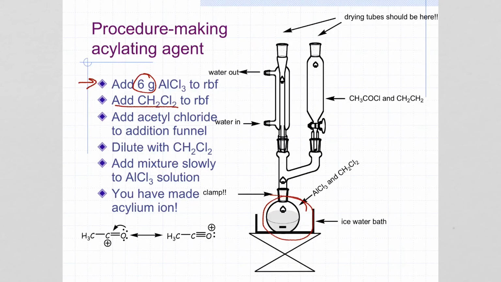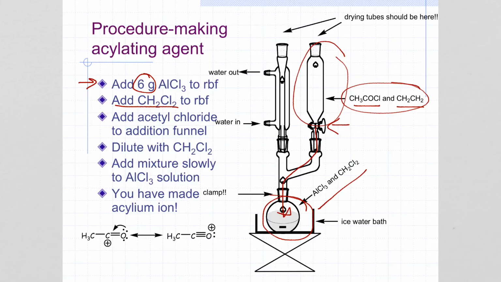So once you have those two reagents mixed in the round bottom flask, what we're going to do is add the acetyl chloride and then the dichloromethane to this thing right here, and that's called an addition funnel. Notice the addition funnel has a stopcock so that you can add this mixture to the aluminum chloride solution. As you add that, it's going to react, and you're going to see some color changes and things like that, which are really awesome to write in your notebook.